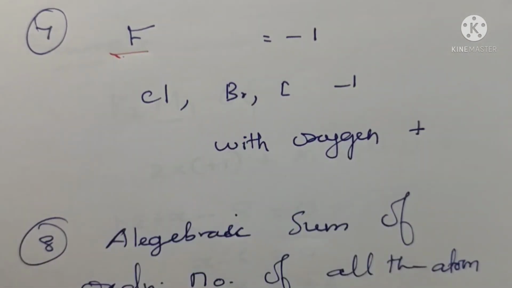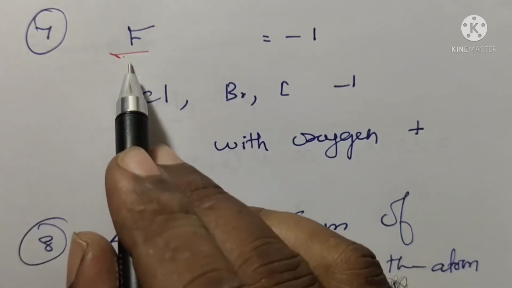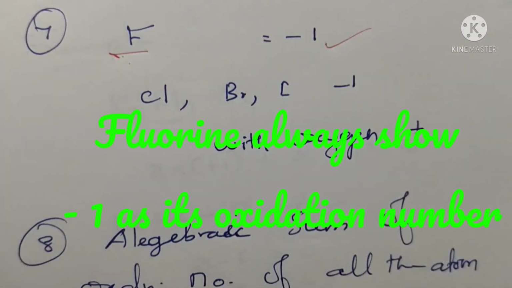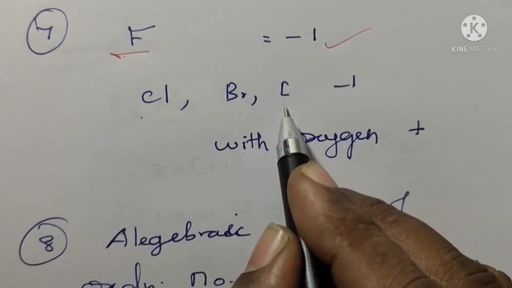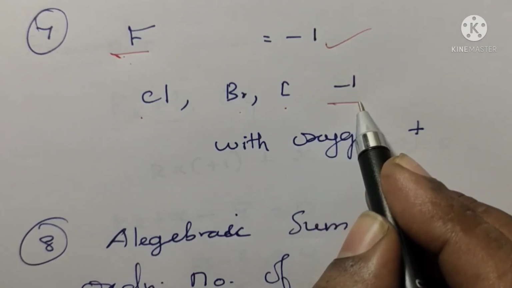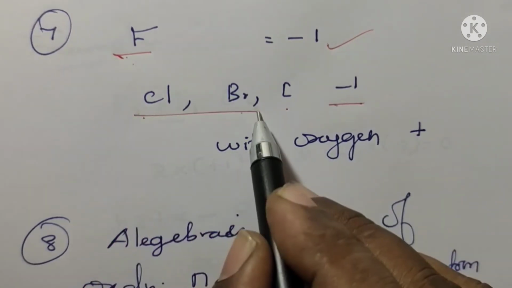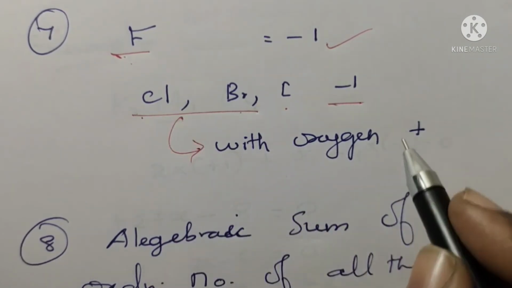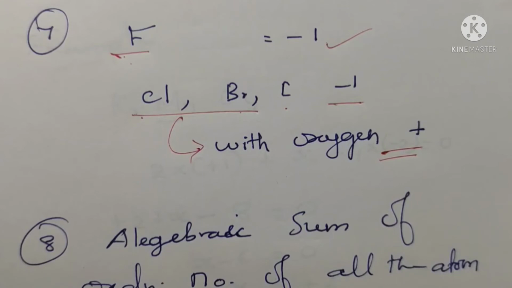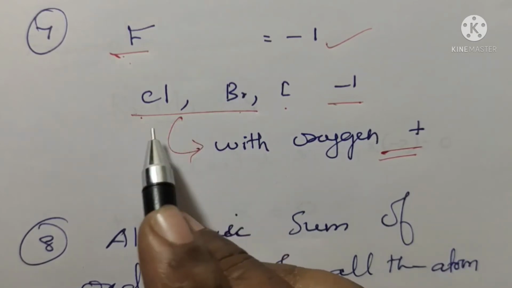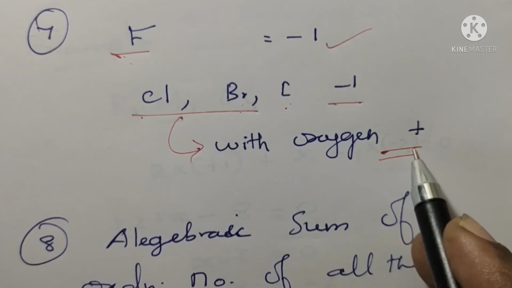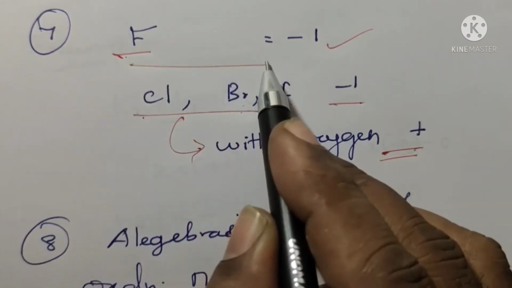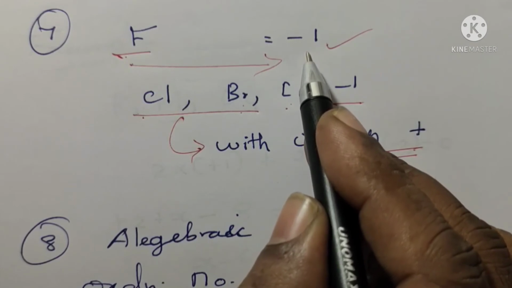Oxidation state of fluorine. Among the halogens, the oxidation state of fluorine is -1, whereas the oxidation state of chlorine, bromine and iodine is also -1. But when these combine with oxygen, the oxidation state becomes positive. That is, in the case of oxo acids and oxyanions, the oxidation state of chlorine, bromine and iodine becomes positive. But the oxidation state of fluorine is always -1 in its compounds.